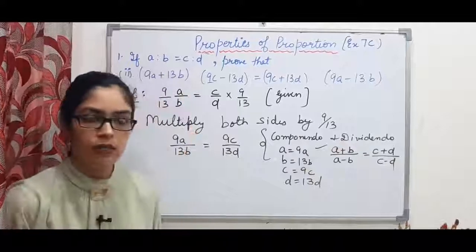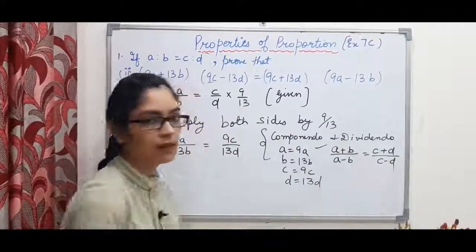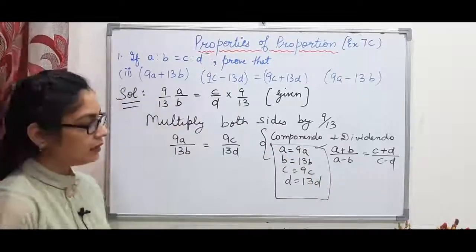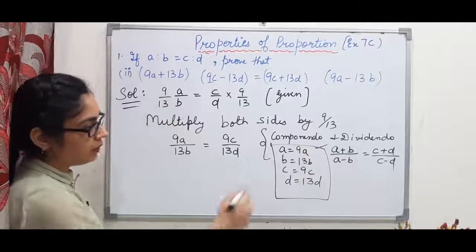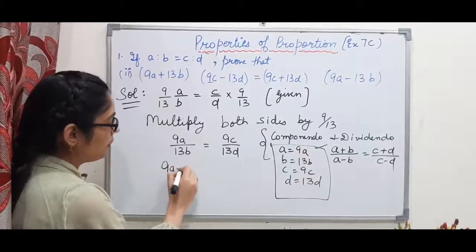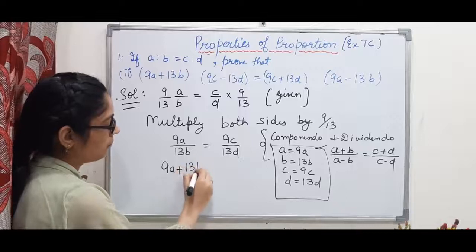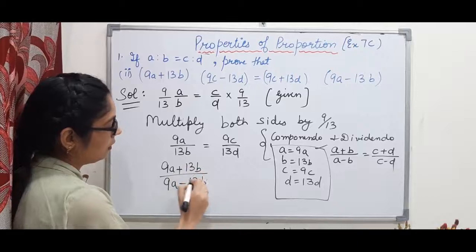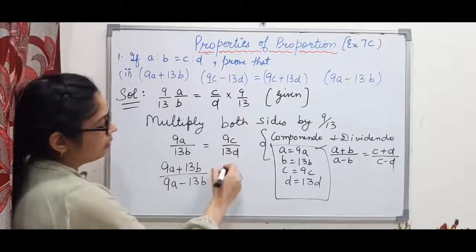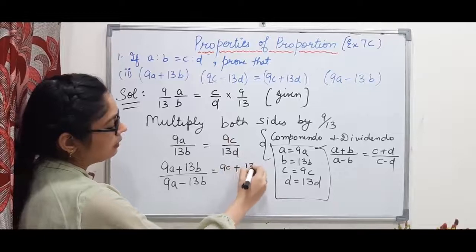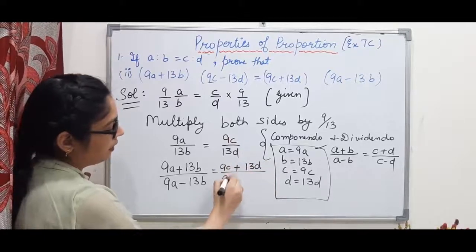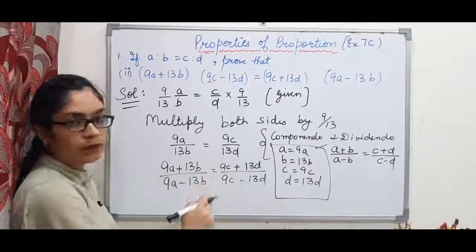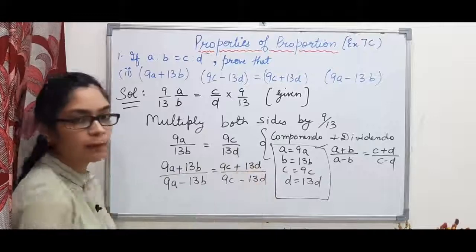So this is the result of componendo and dividendo. We have to use the direct result, but accordingly we have to substitute the values of a, b, c, d. A is 9a, so a plus b, b is 13b, 9a minus 13b. Here also c is 9c plus d, d is 13d, 9c minus 13d. So (a plus b) by (a minus b) is equal to (c plus d) by (c minus d).